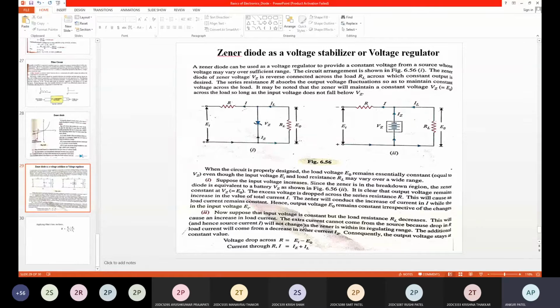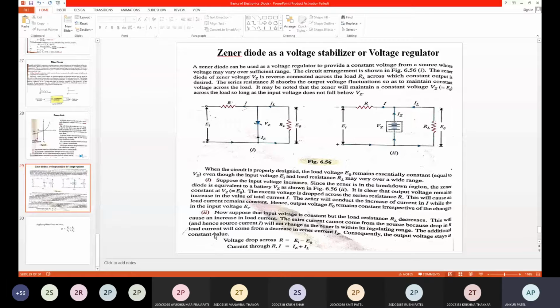Now suppose the input voltage is constant, but the load resistance RL decreases. In this second condition, we are keeping the input voltage constant, but we are decreasing the load resistance. So obviously the load current will increase. The extra current cannot come from the source because the drop in R, hence the source current I, will not change, as the Zener is within its regulating range.